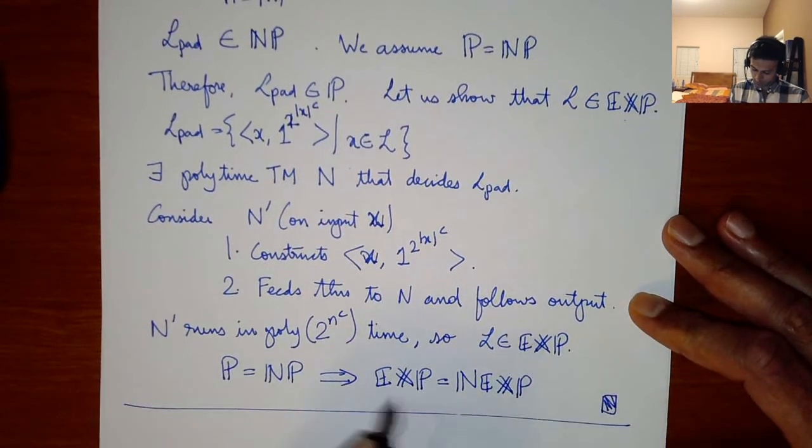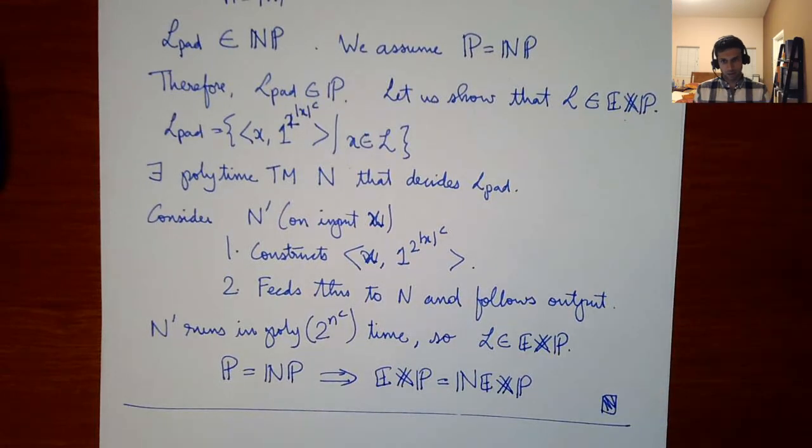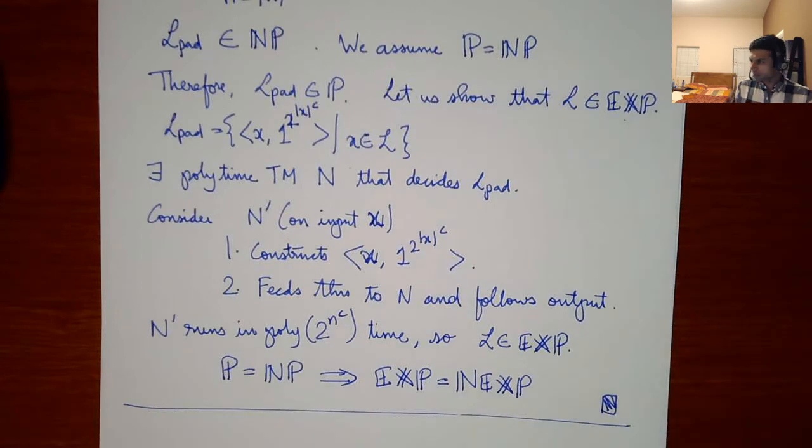The contrapositive would say if you prove EXP is not equal to NEXP, then P is not equal to NP. Does this argument make sense? It's pretty clever, but a padding argument is very common. And even if you think about how we constructed this canonical NP language, it was by padding, right? You basically pad with the runtime. And by a lot of clever padding arguments, you can prove things like this.